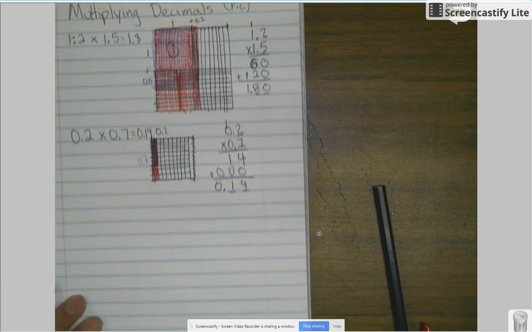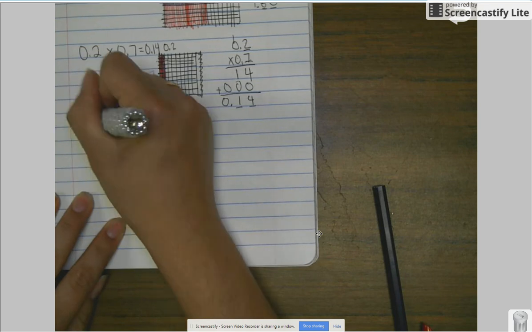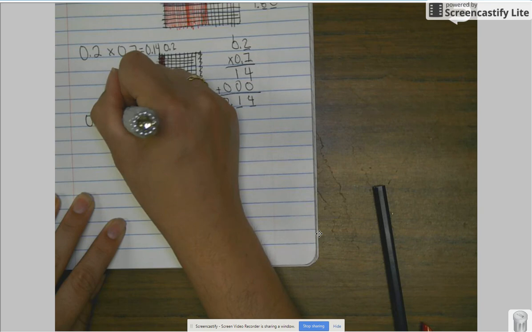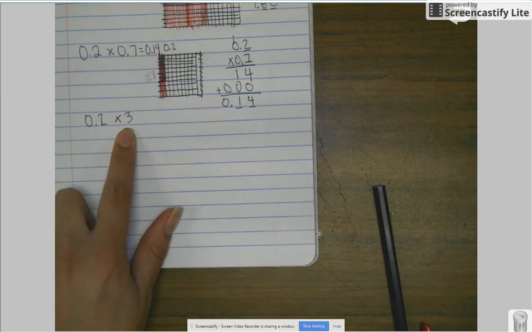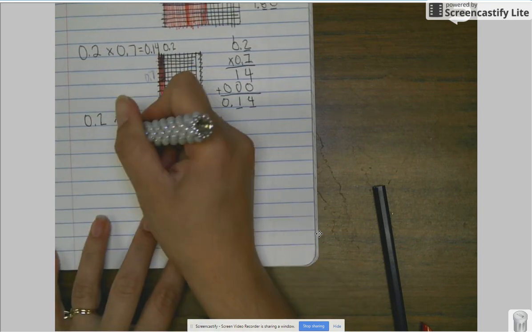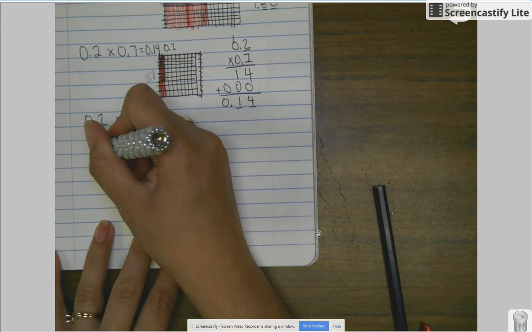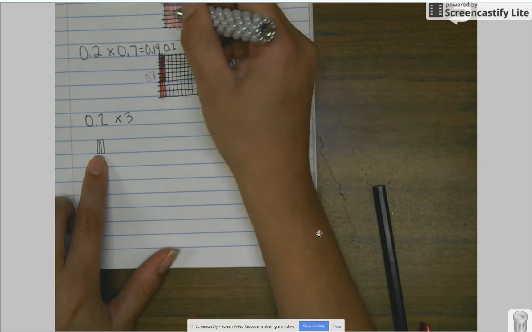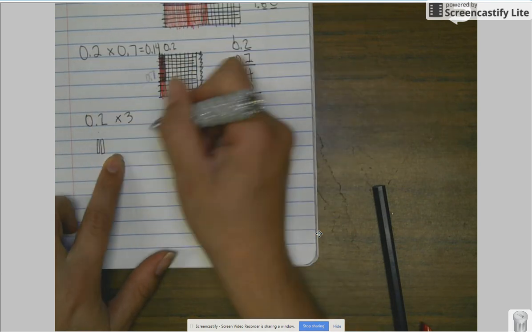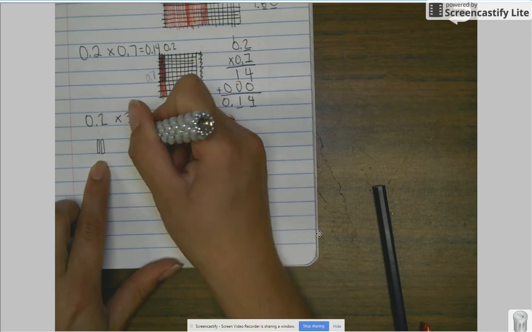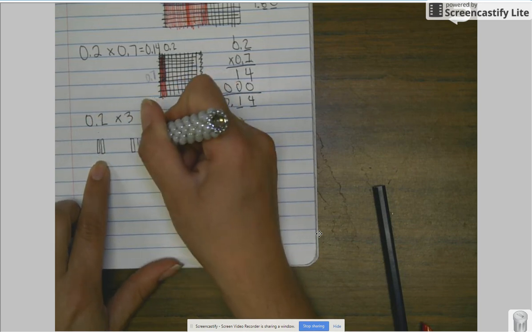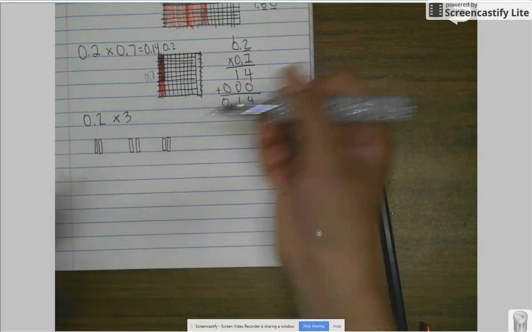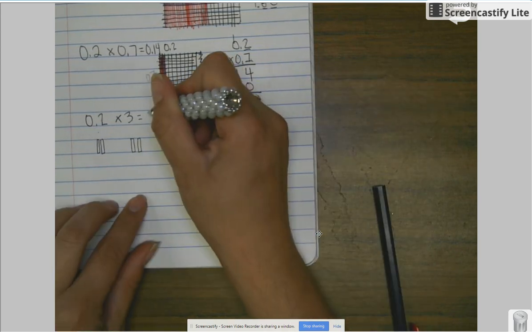Okay, one last one I want to try with you. If I have 0.2, that would be 2 tenths, and I have 3 of those. These are 3 whole groups of that. So if I were to draw a picture, I draw 2 tenths. Now with this, I'm just going to draw little bars. You guys are kind of getting the idea behind that now. So if I have 2 little bars from one of these squares up here, then I have that 3 times. So here's 1 group, 2 groups, 3 groups. So all together, I have 6 tenths.